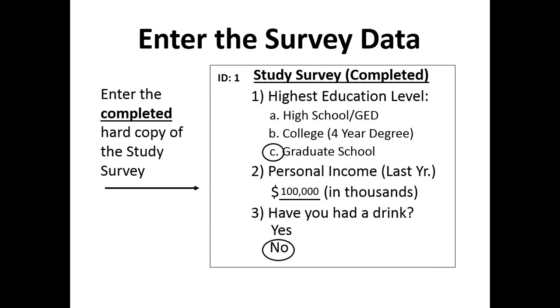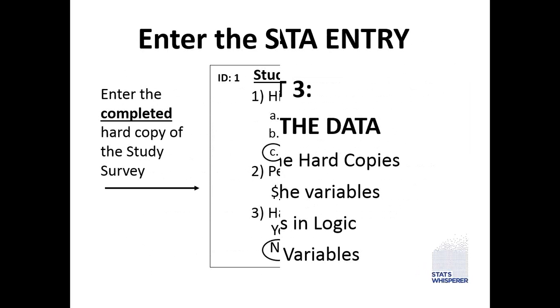Okay. So we have our study survey, and this one is completed. You know that because it's completed, first of all, but also you can see the little circles. Somebody circled for highest education. They circled C for graduate school and put in their personal income of $100,000. And then, have you ever had a drink? They said no. So you see the little circles. Now our task becomes how to enter this into the database.